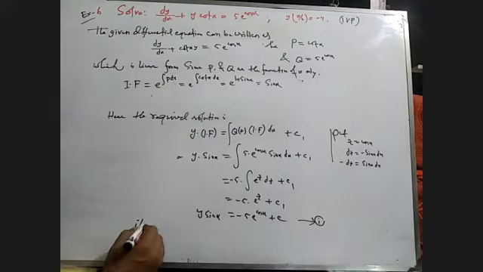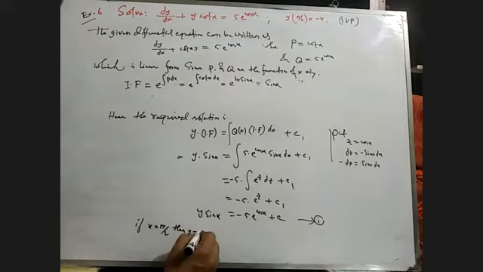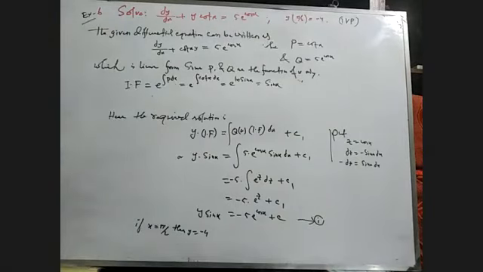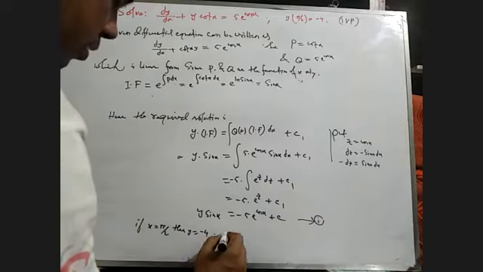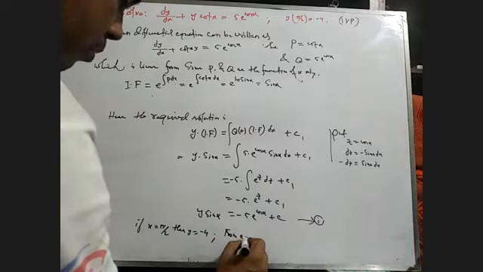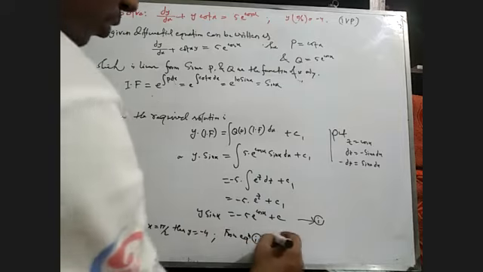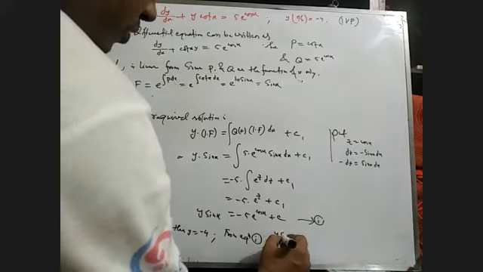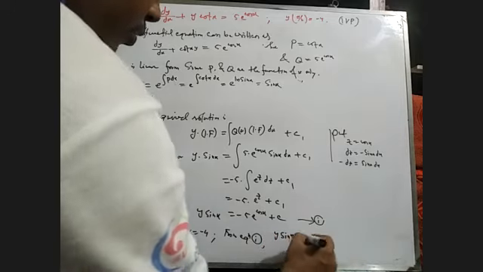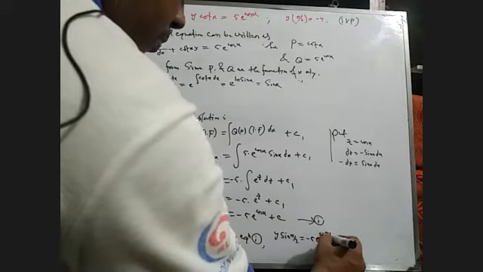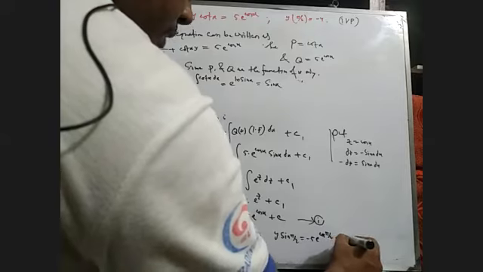Now if x equals to pi by 2, then y equals to what? Minus 4. So from equation 1, how we can write? Just putting x equals to pi by 2, y sin pi by 2 equals to minus 5 e to the power cos pi by 2 plus c.